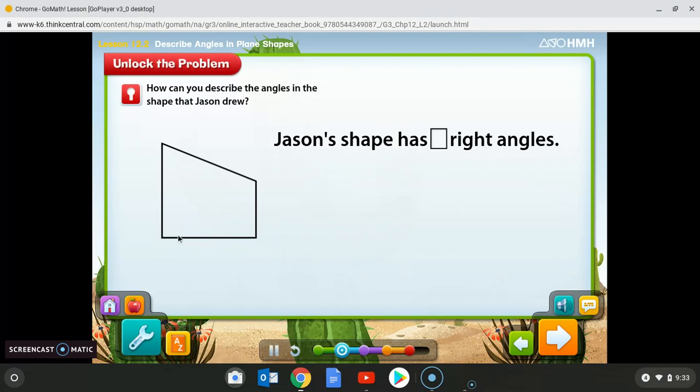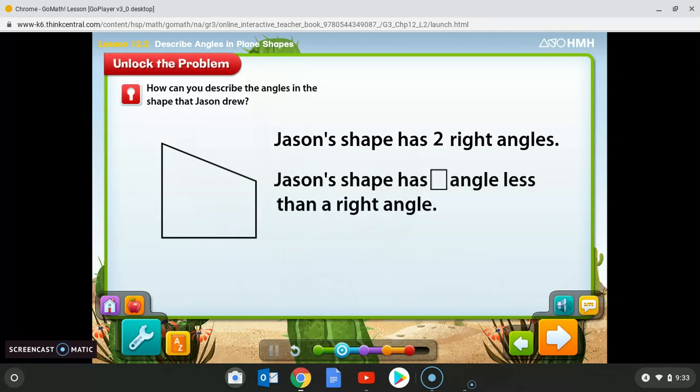So let's talk about this shape. We want to find those right angles. So let's count how many right angles we would make. Looking at this line, this makes a perfect little square. So we know that this is a right angle. This, nope. This one, nope. This one, yes. So Jason's shape has two right angles. Do you see those two right angles right now? One right here and one right here.